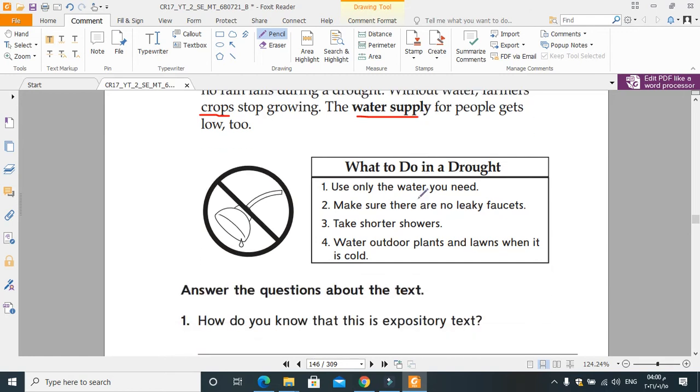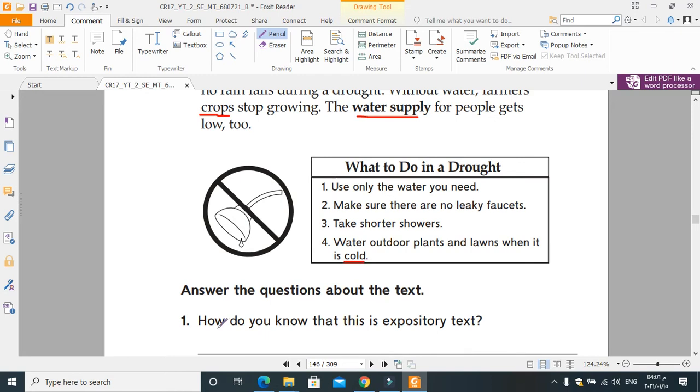Look at the sidebar here. What to do in a drought? What should we do in a drought? Here you have some steps. The first way, use only the water you need. Number 2, make sure there are no leaky faucets. Number 3, take shorter showers. Number 4, water outdoor plants and lawns when it is cold, because when it is so hot, the water will evaporate.